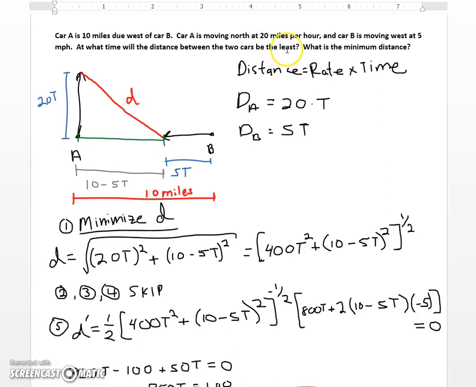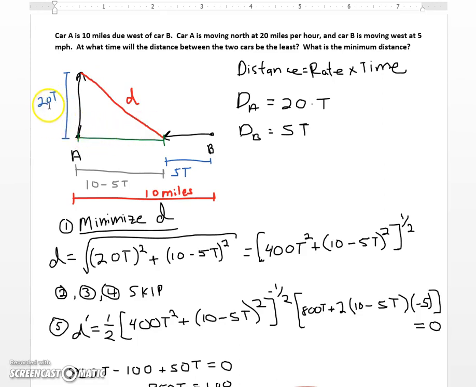So it's the time it takes to get to the least distance. So we need an equation for the minimum distance first. Step one down here is we're trying to minimize the distance between the two. Car A is heading north at 20 miles an hour. Car B is heading west at 5 miles an hour. So we want to minimize, when will this red distance, this D distance here, be the least?